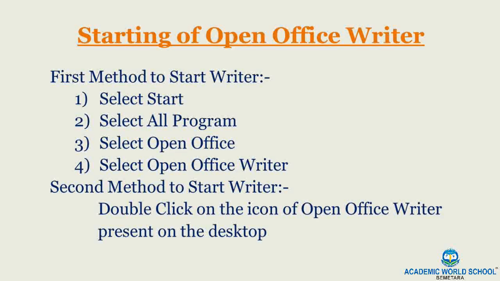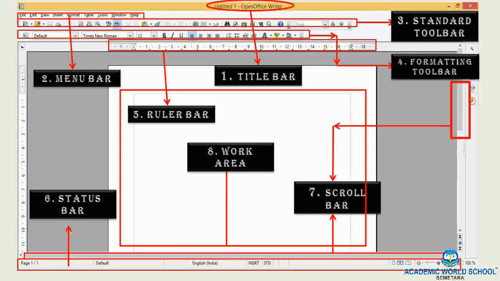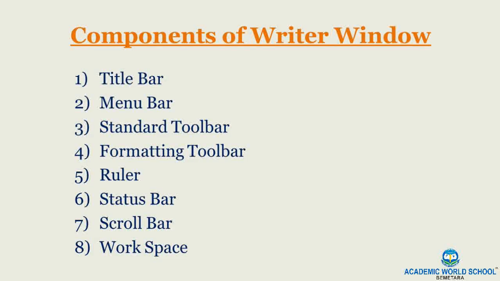Now, the components of the Writer window. When you open the window, this type of window will appear in front of you. In this, you will find many components. The first one is the title bar, then the menu bar, standard toolbar, formatting toolbar, ruler, status bar, scroll bar, and workspace. I am going to explain them one by one.